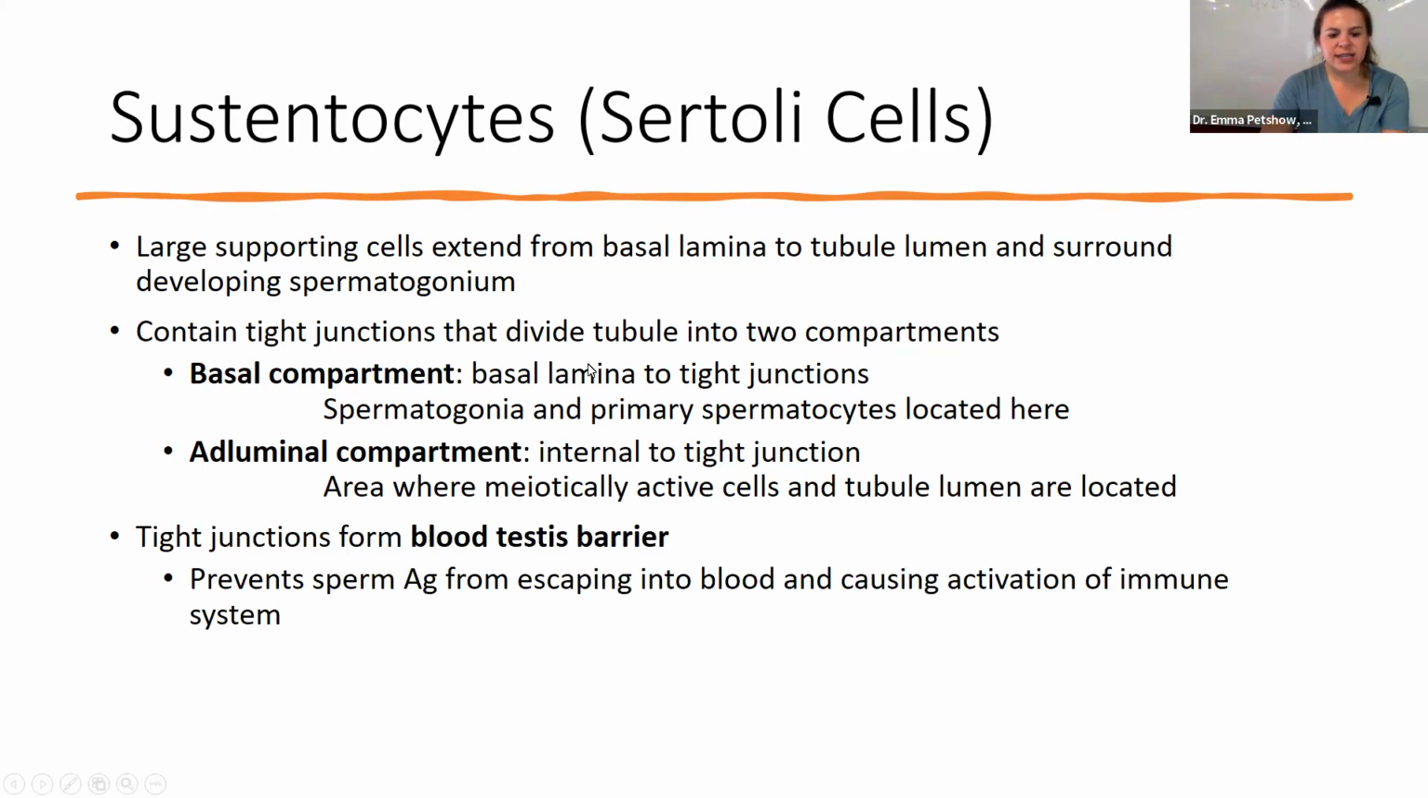In these sustentocytes or Sertoli cells, the tight junctions form the blood-testis barrier. Sperm is not around during fetal development, right? It starts at puberty. So if sperm got into blood circulation, the body would identify it as not self and would target and attack it as a foreign invader. So the blood-testis barrier is really important to prevent sperm antigens or sperm themselves from escaping into the blood and causing that autoimmune attack.